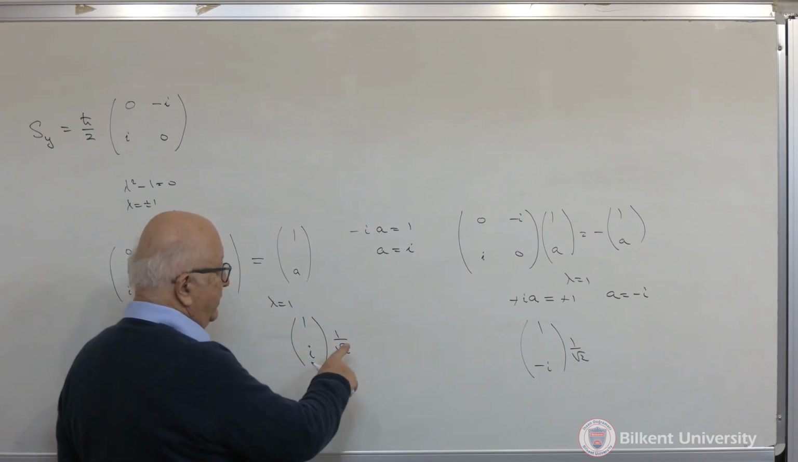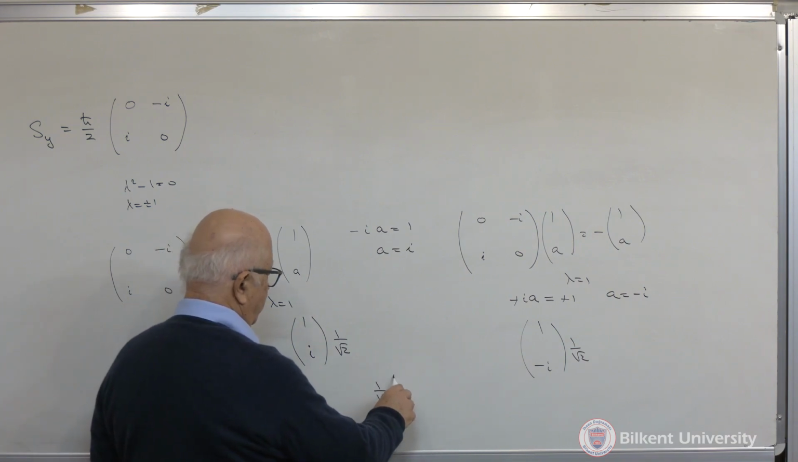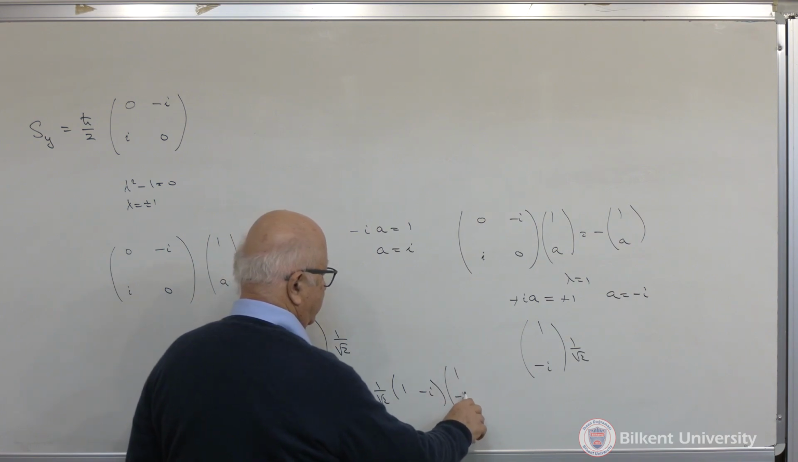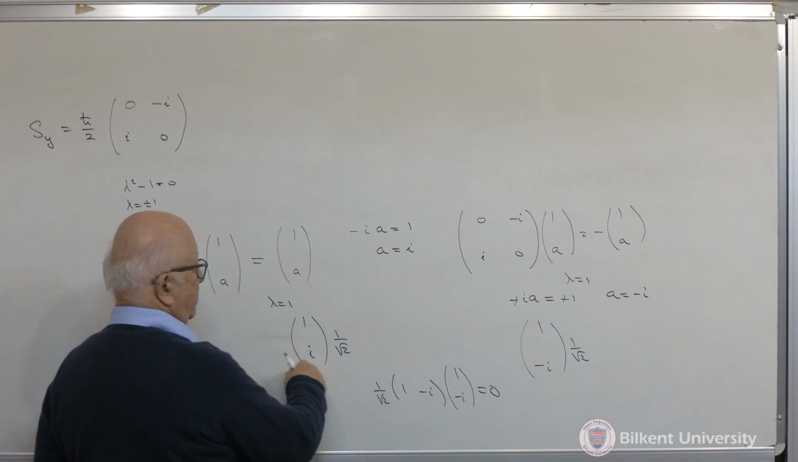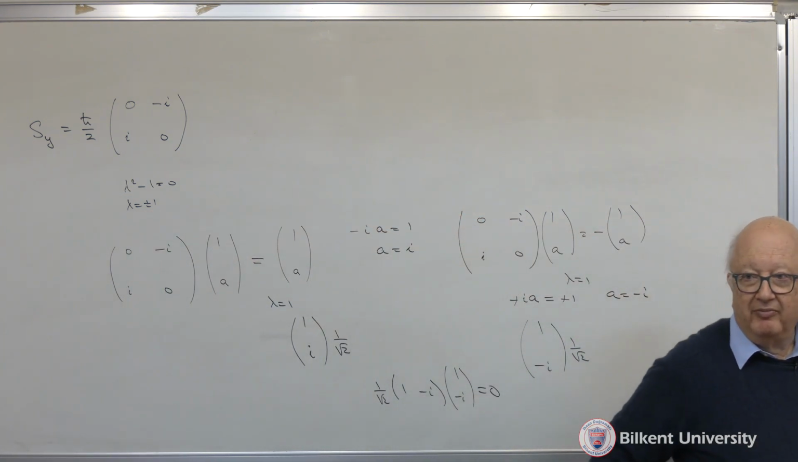You shouldn't forget to take the Hermitian adjoint, right? So this is 1 over root 2, 1 minus i, okay? 1 minus i. So now you see this is 0. So just don't multiply them together, because they are not real.